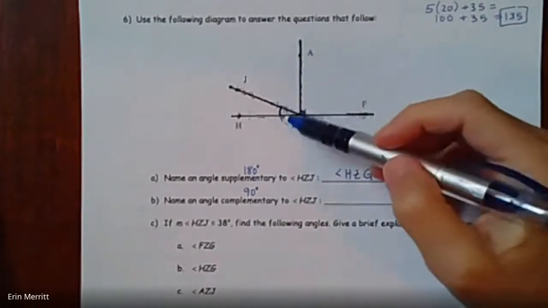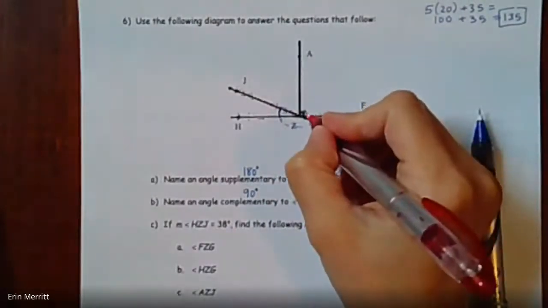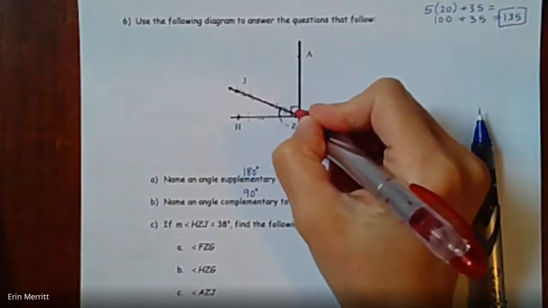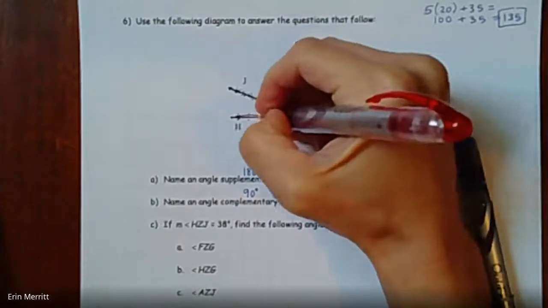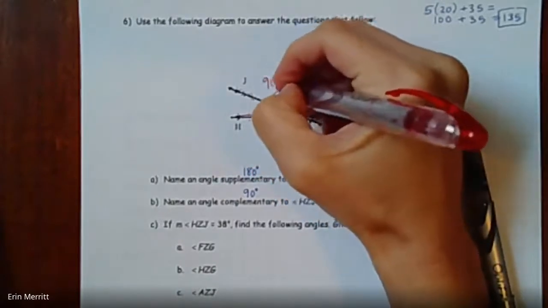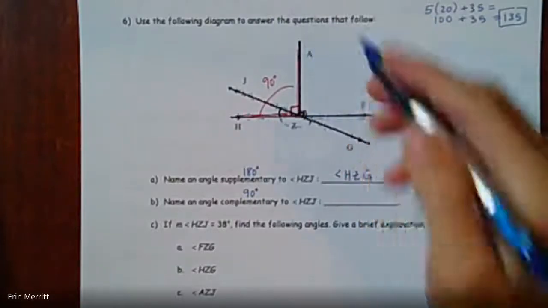Name an angle complementary to angle HZJ. So we're back with that same angle. If you look closely, because it is a little bit of a mess, if this angle's 90, so is the one next to it. That means that these two angles together on the left create 90 degrees right here. So that would be that angle JZA.